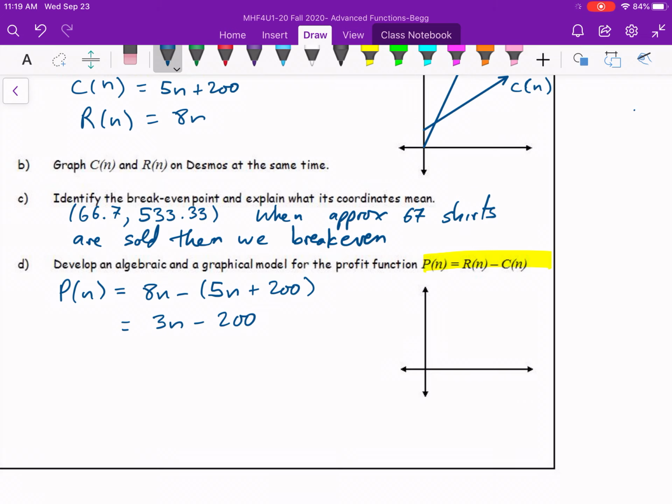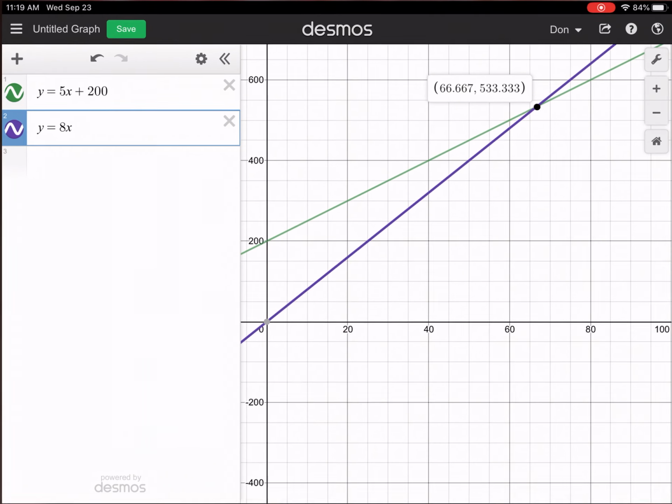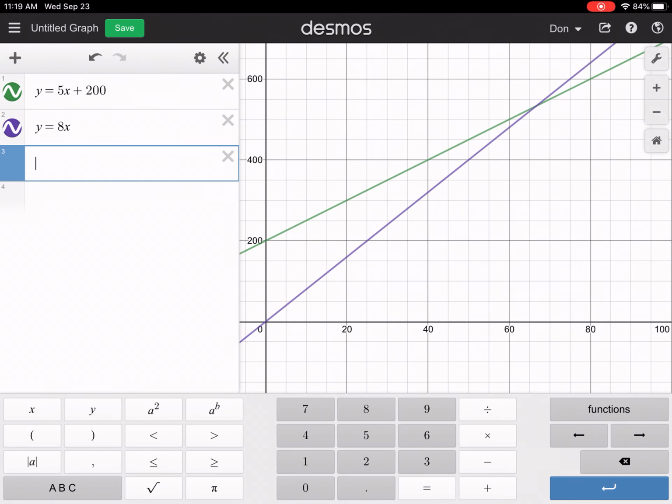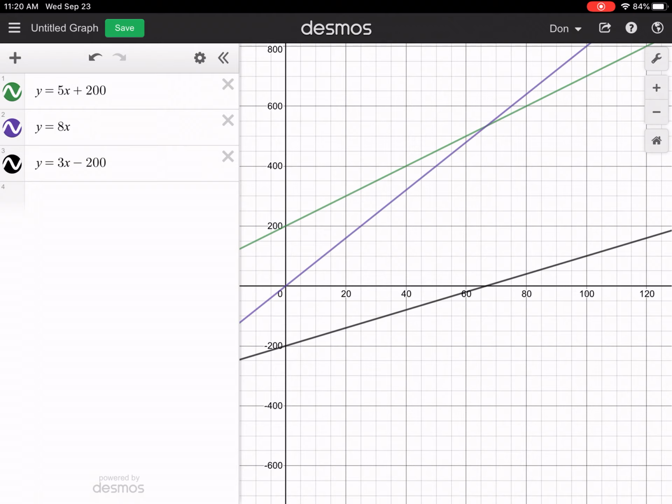And if I graph that, y equals 3x minus 200. You can see we've got this third line here, which is a combination of these two things, and it has its x-intercept, its break-even point, at exactly the same place as the point of intersection was for the other two graphs. This might seem really familiar.